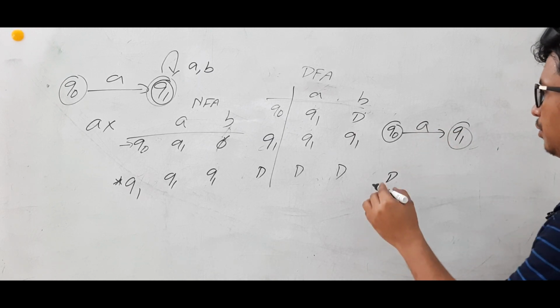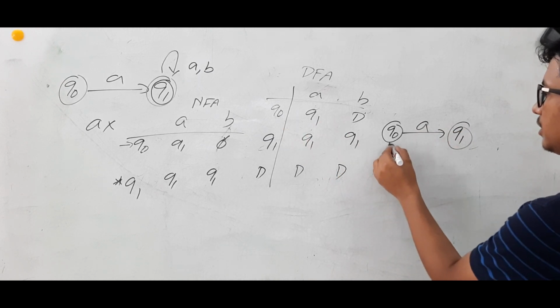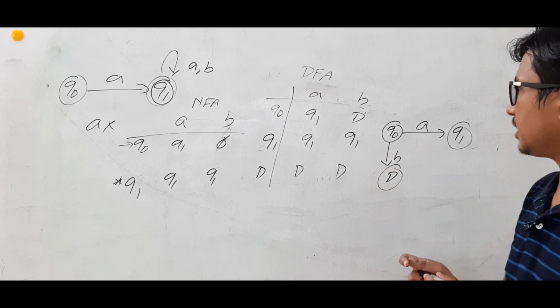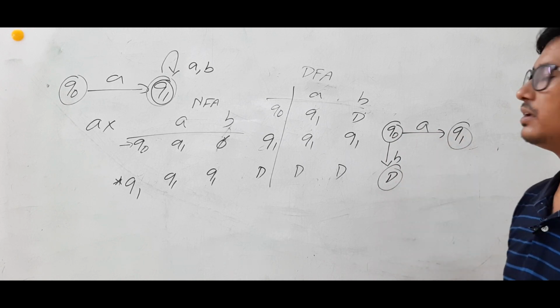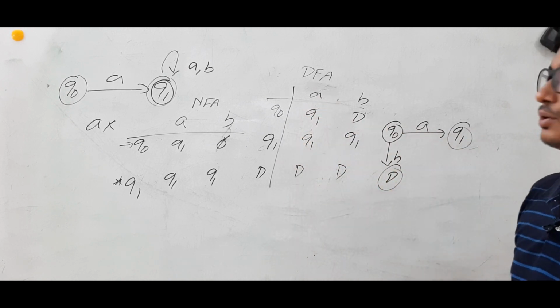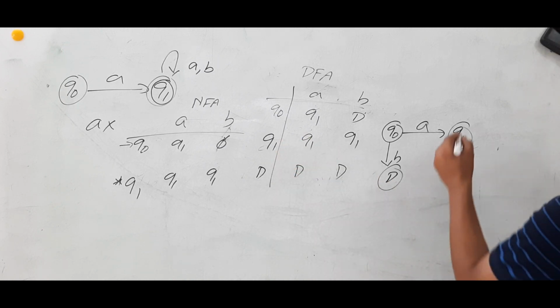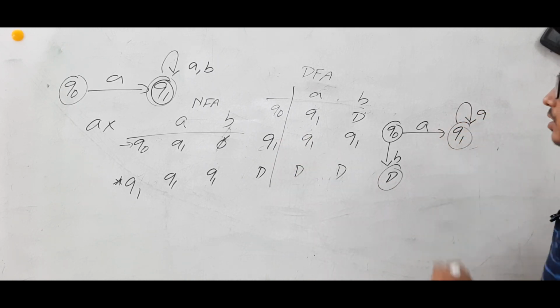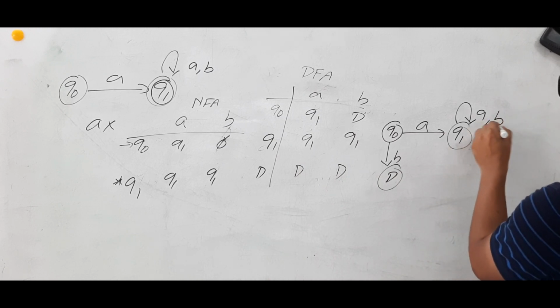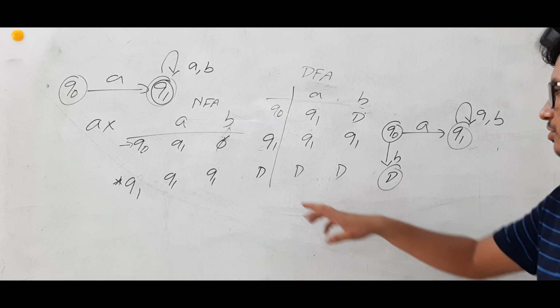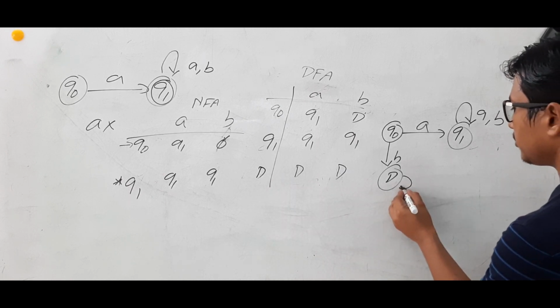Okay. Q0 on B, it is going to a state called D. Is it clear? I have taken three states: Q0, Q1, D. Q0 on A is going to Q1. Q0 on B it is going to D. Q1 on A is going to Q1. Q1 on B it is going to Q1 itself. So Q1 on A and B it will go to Q1 itself. D on A and B it will go to D itself.